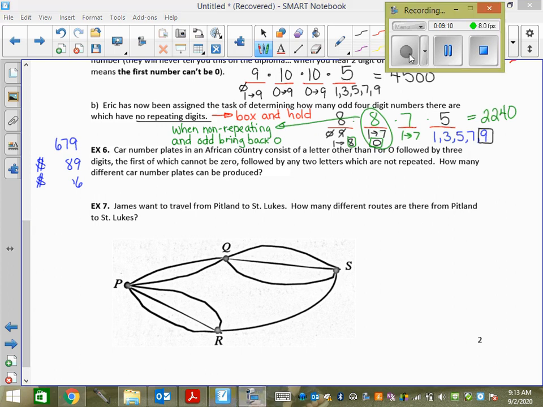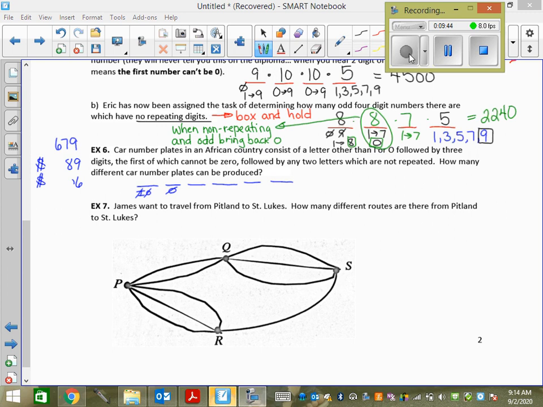So this one says, car number plates in an African country consist of a letter other than I or O, followed by 3 digits, the first cannot be 0, followed by any 2 letters that can't be repeated. So what we need to do is make sure we deal with the restrictions first. It doesn't matter which order, but we have to deal with them first.